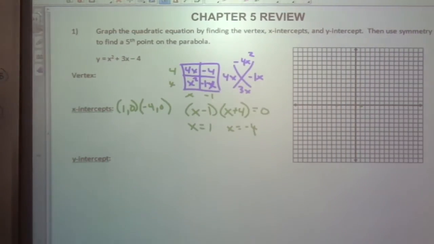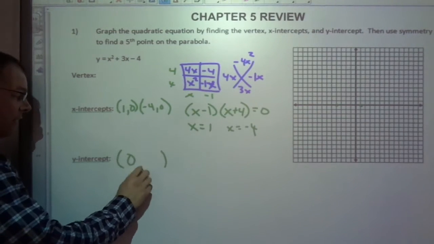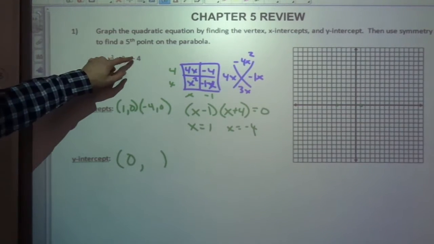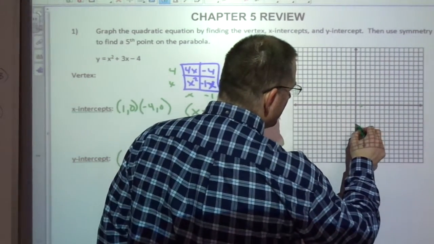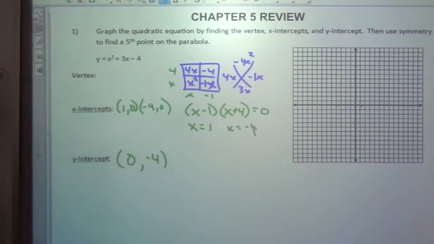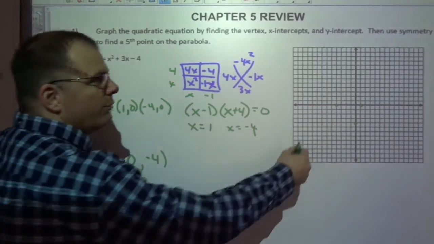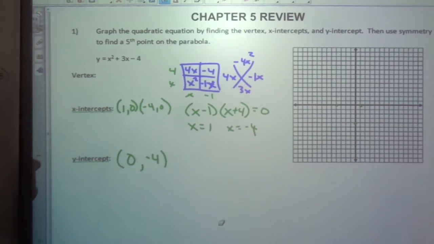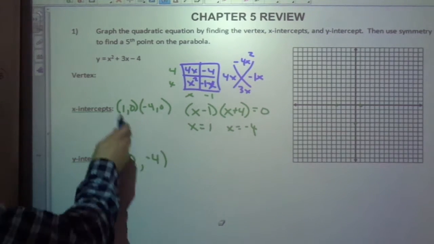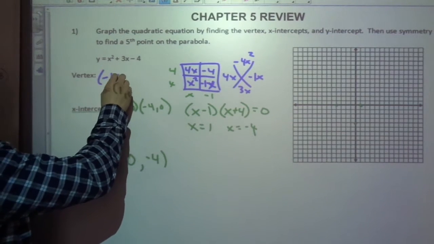The y-intercept we can find by letting x be 0. So in this one, 0 plus 0 minus 4, that's negative 4. So we have that point. And the next thing we need is the vertex. Remember that the vertex is always in the middle of the two x-intercepts. If we add them up and divide by 2, I think that would give us negative 1.5.